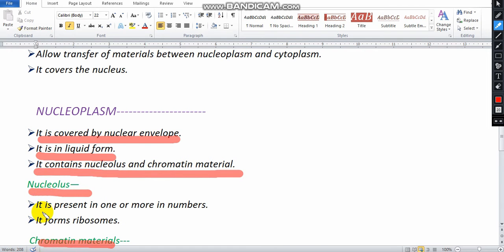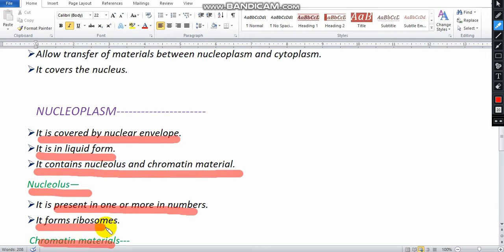So let's see about nucleolus. It is present in one or more in numbers. It is not fixed that it should be present in one in number or two in number. There can be one or more than one. Let's see what is the significance of nucleolus. What is the function of nucleolus?